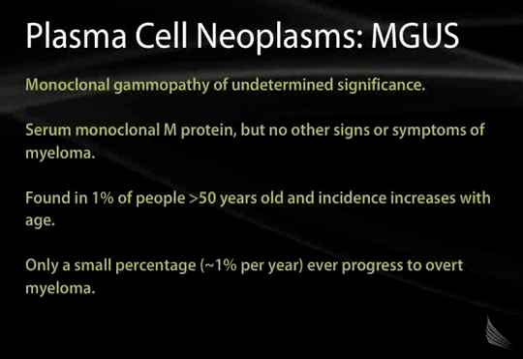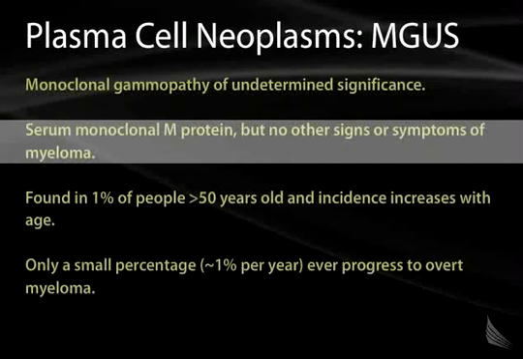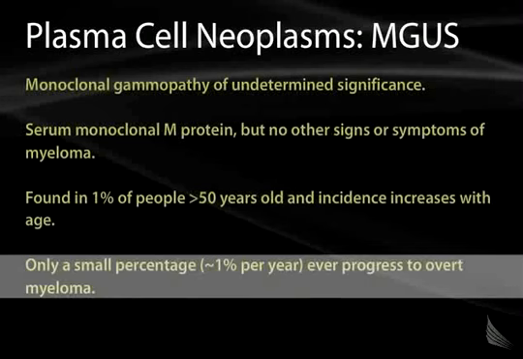Another important thing to consider in the spectrum of plasma cell myeloma, plasmacytoma, is the monoclonal gammopathy of undetermined significance, which has a monoclonal M protein but no signs or symptoms of myeloma, so no back pain, no bony lesions, no hypercalcemia, and this can be found in up to 1% of people over the age of 50, and again, like multiple myeloma, that incidence increases with age. The treatment of monoclonal gammopathy of undetermined significance is often watchful waiting, as only a small percentage will progress to overt myeloma, about 1% per year.